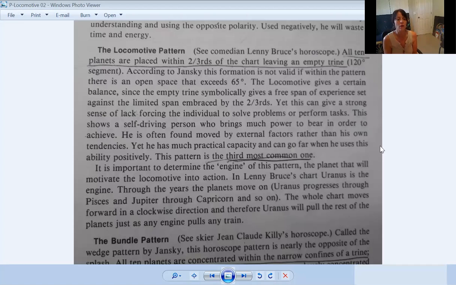Yet this can give a strong sense of lack, forcing the individual to solve problems or perform tasks. This shows a driving person who brings much power to bear in order to achieve. He's often moved by external factors rather than his own tendencies. Yet he has much practical ability and can go far when he uses it positively. This pattern is the third most common one. It's important to determine the engine of this pattern, the planets that will motivate the locomotive into action.